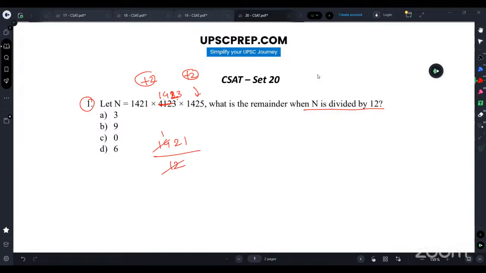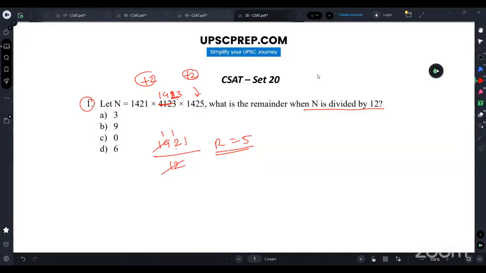I'll carry over 2. This will become 22. Again, 12 ones are 12. I'll carry over 10. This will become 101. Then 12 8s are 96, remainder will be 5. 101 divided by 96 will be 5. So remainder will be 5 in this case, right?